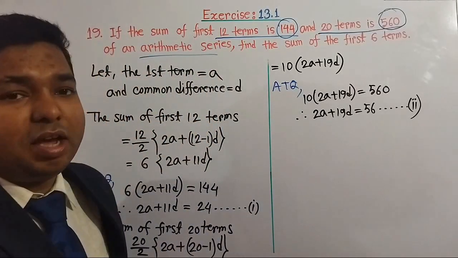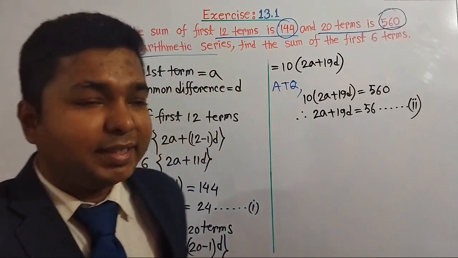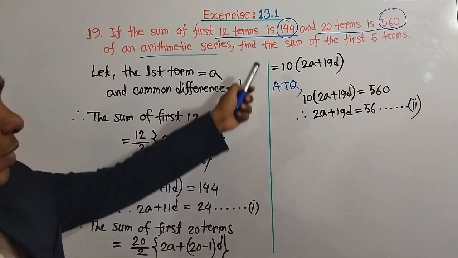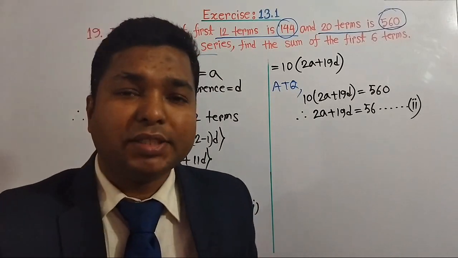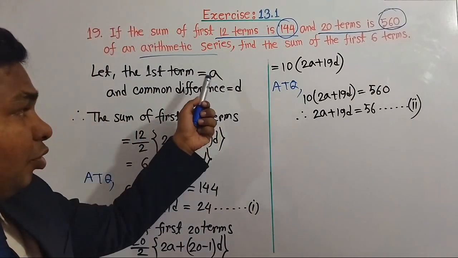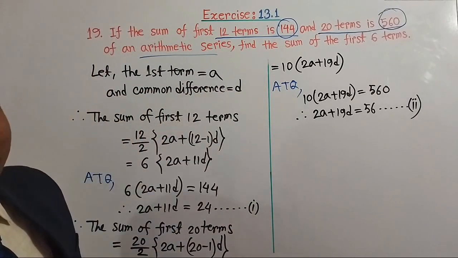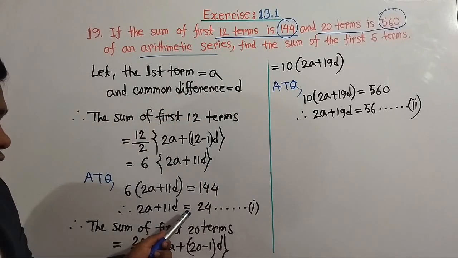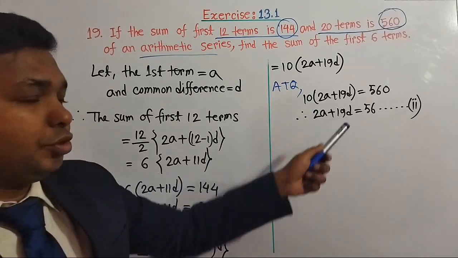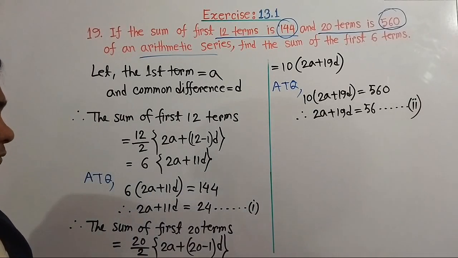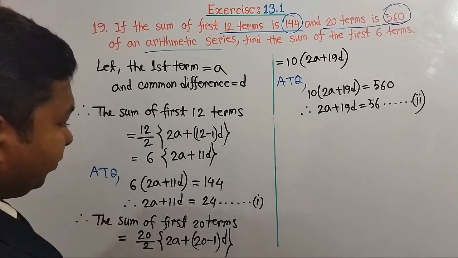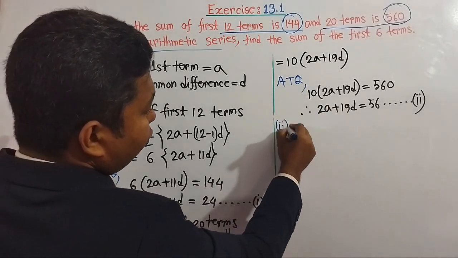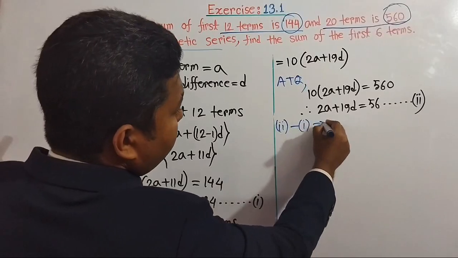Now at the beginning of the solution, we let two variables a and d. So for solving this problem, at first we have to find the values of the two unknown variables a and d, that is the first term and common difference. Now solving equation 1 and equation 2, we find the values of a and d. Now subtracting equation 1 from equation 2, we get equation 2 minus equation 1.